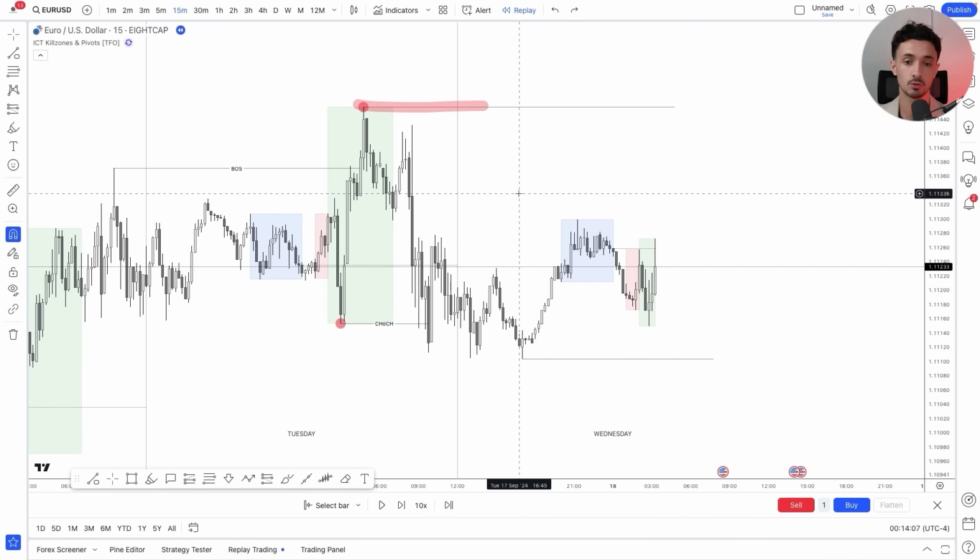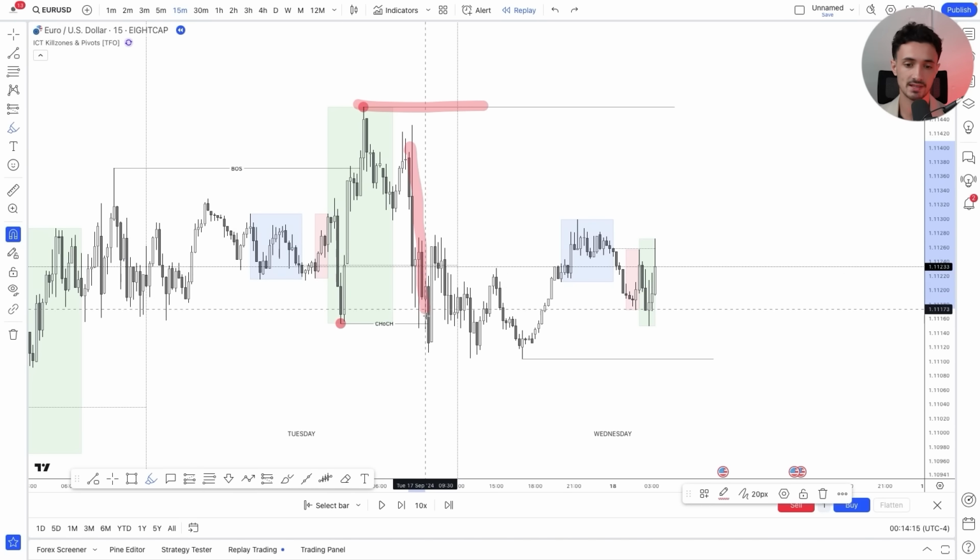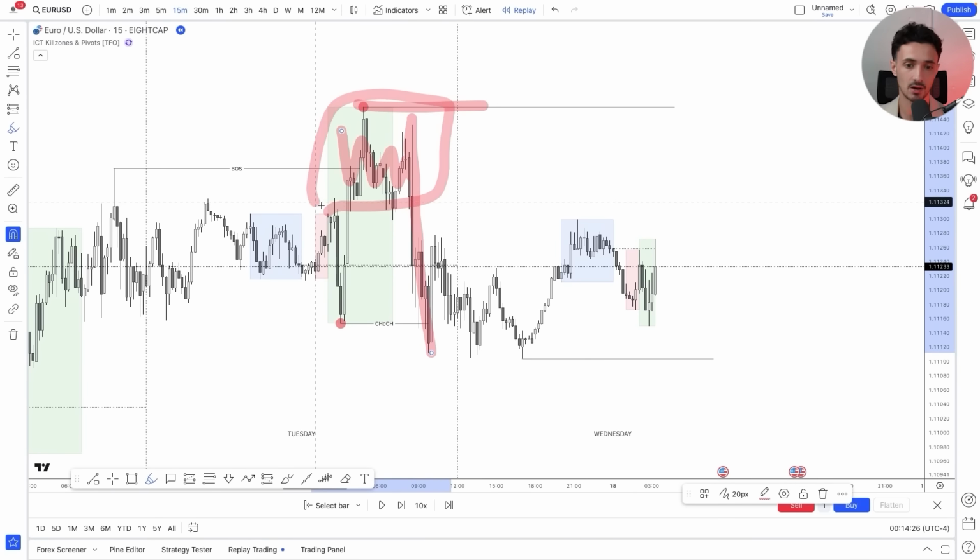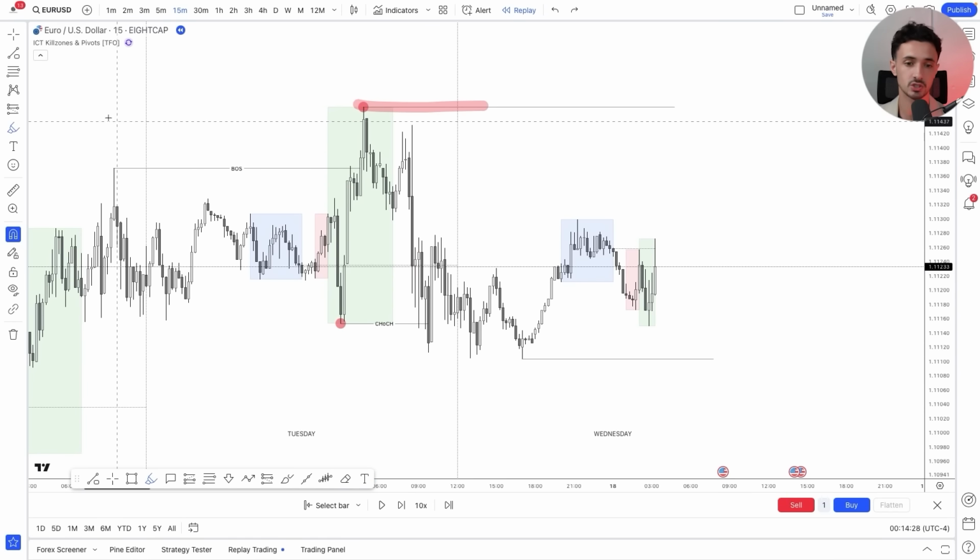So step number 2, identify an area of institutional interest. Well, what happens before we break structure, right? This is the aggressive move. That right there is the momentum. That's where you see all of the orders initiate. What do we get just before that? We get our range, our buy, and our sell. That right there is our cluster of orders. That's our institutional area of interest.